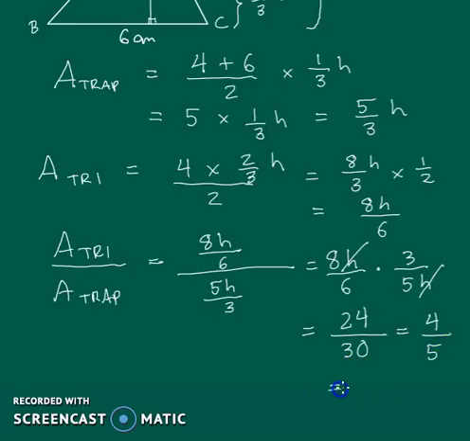And if we turn that into a decimal, it will give us 0.8. So you can leave it in fraction form, but the answer key has it in decimal form, so either works. And that is the ratio of the area of the triangle to the area of the trapezoid.